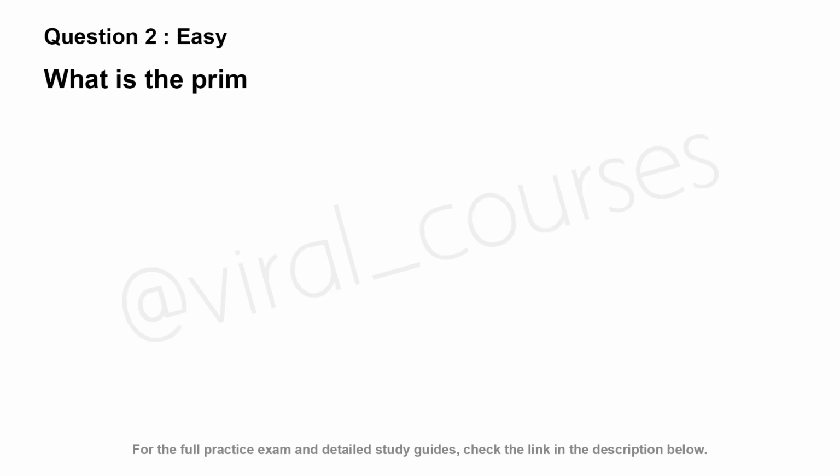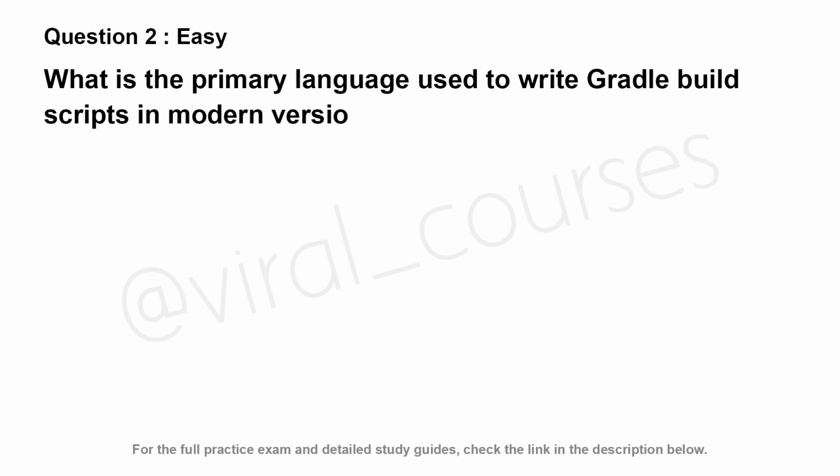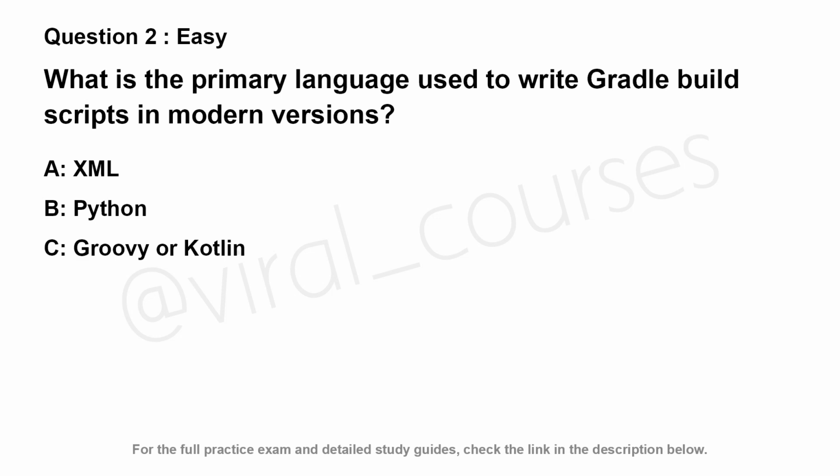What is the primary language used to write Gradle build scripts in modern versions? Option A, XML. Option B, Python. Option C, Groovy or Kotlin. Option D, YAML.